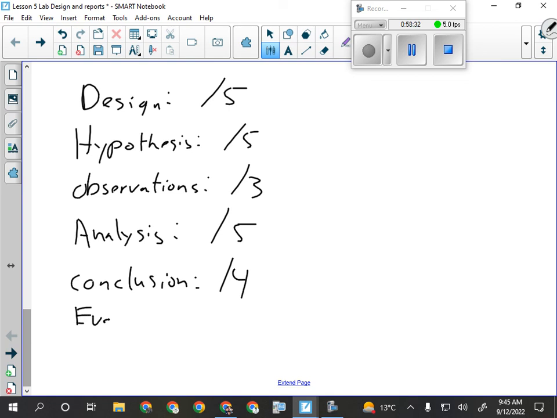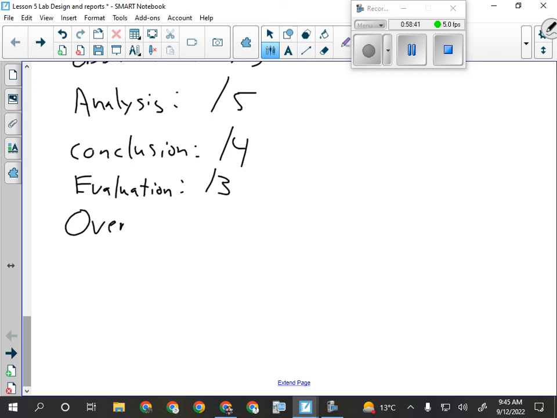Your evaluation. And then lastly, overall, out of 5. The overall part has to do with things like readability and quality of work. If I open up your lab report and it looks like it's bleeding because so much of it is underlined in red because it's spelled wrong, those are the kind of things that affect your overall mark. If it looks like you've put zero effort in, you basically just checked the boxes and half the stuff is blank, that's going to affect the overall mark.